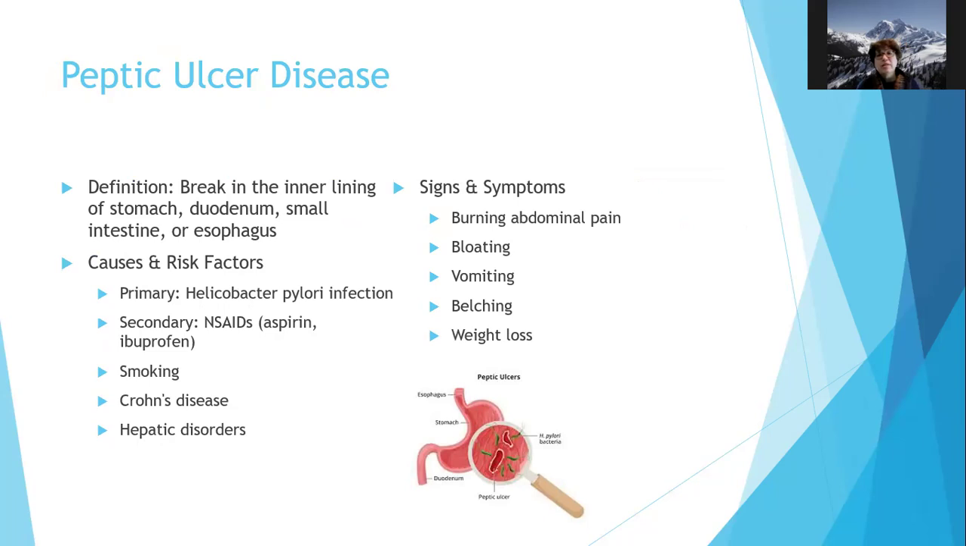Peptic ulcer disease. An ulcer is just like an ulcer anywhere else. It's a hole in the tissue, a break in the tissue. So a peptic ulcer is a break in the inner lining of the stomach, duodenum, anywhere else in the small intestine or in the esophagus.